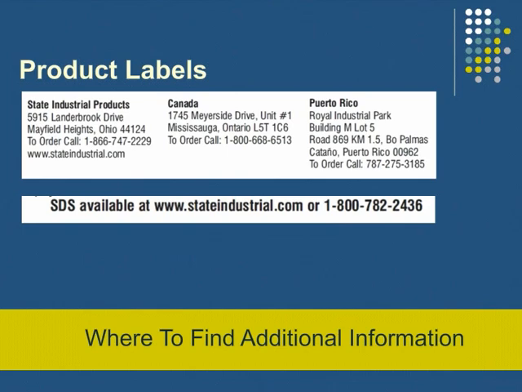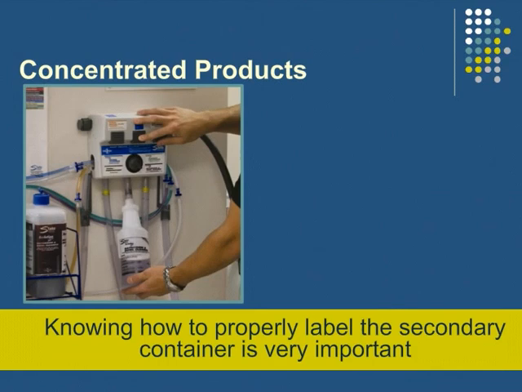Of course, all SDSs are available online at www.stateindustrial.com or by calling 1-800-782-2436. There is one more facet of product labels to cover. Many chemical products are manufactured and shipped as a concentrate. For these products, the end user dilutes the concentrate with water to a specified dilution.